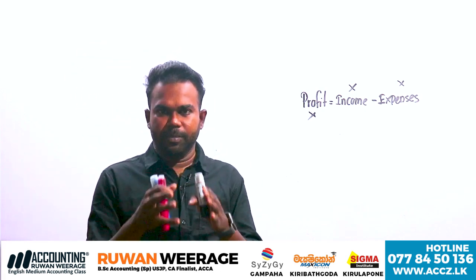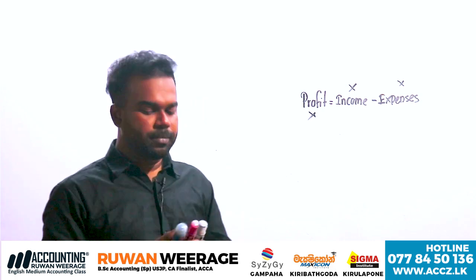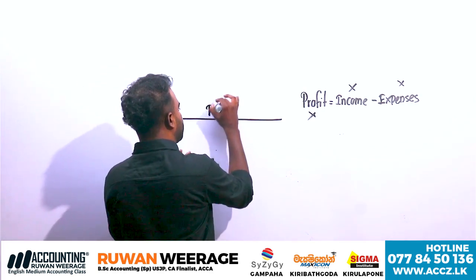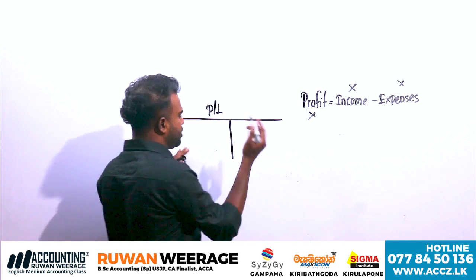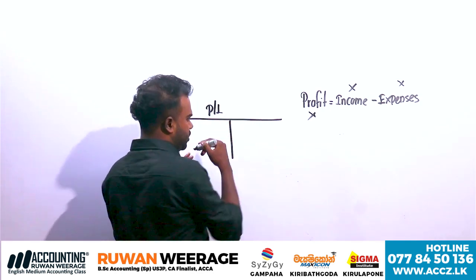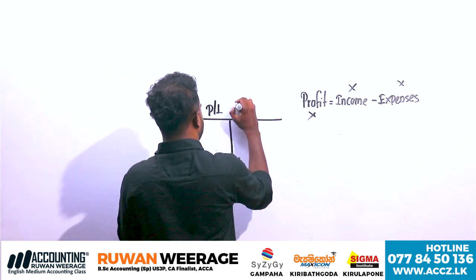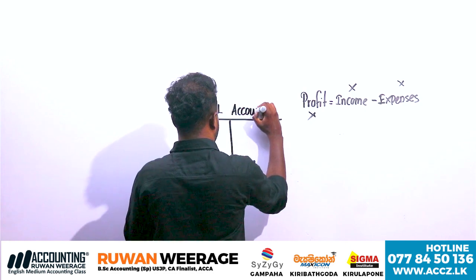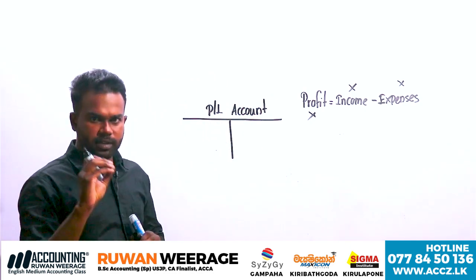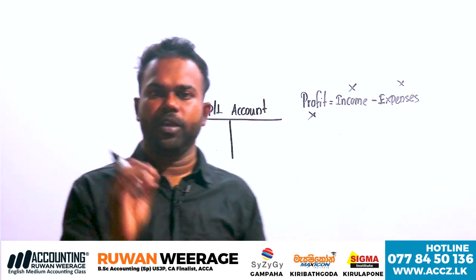So what's the other name for an income statement? Profit and loss, P&L account, right? I'll call this one P&L account. P&L means profit and loss; account means statement. I'll prepare this one as an account. That is normally the same as the income statement. P&L account, right?